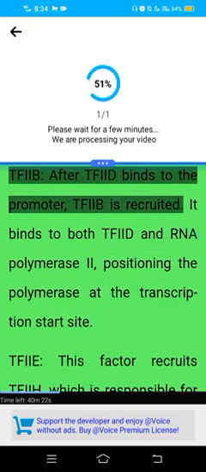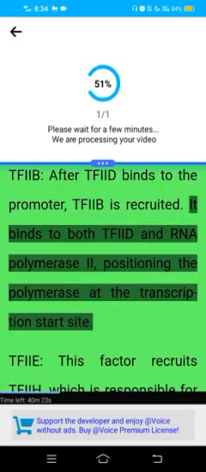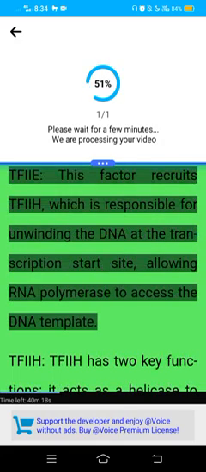TFIIB. After TFIID binds to the promoter, TFIIB is recruited. It binds to both TFIID and RNA polymerase II, positioning the polymerase at the transcription start site. TFIIE. This factor recruits TFIIH, which is responsible for unwinding the DNA at the transcription start site, allowing RNA polymerase to access the DNA template.